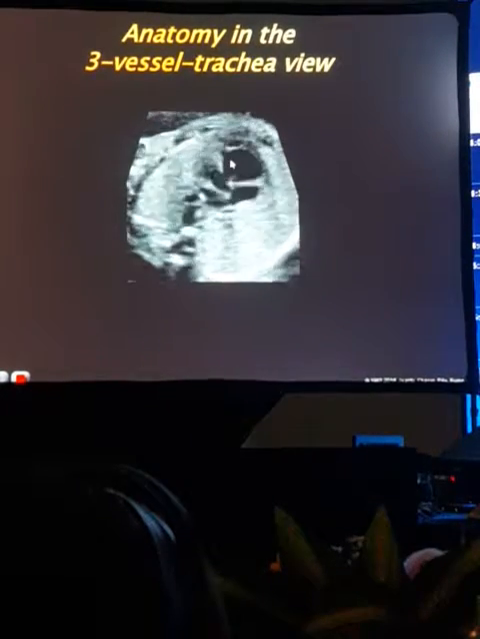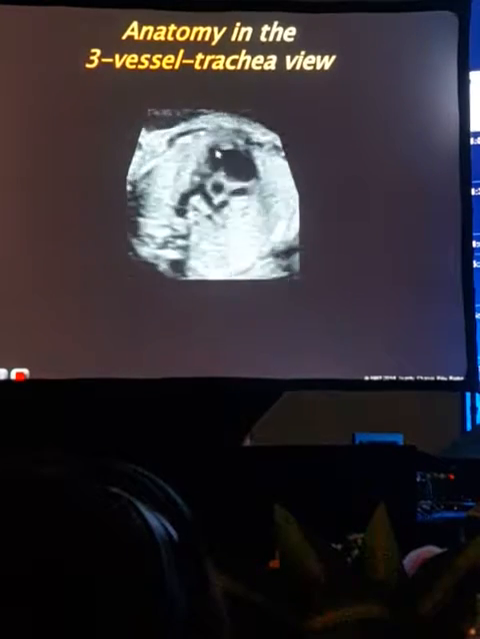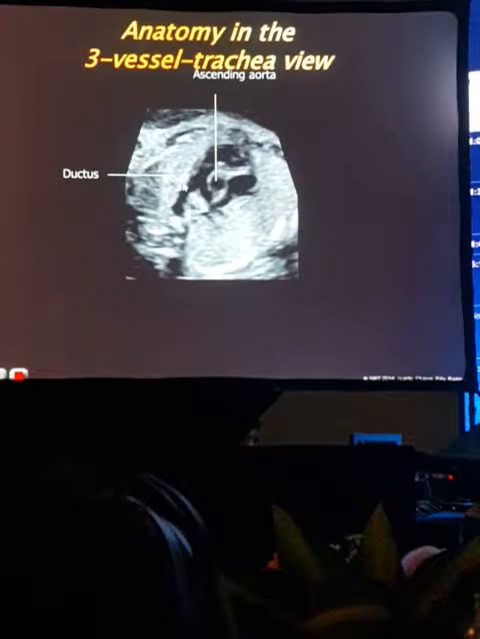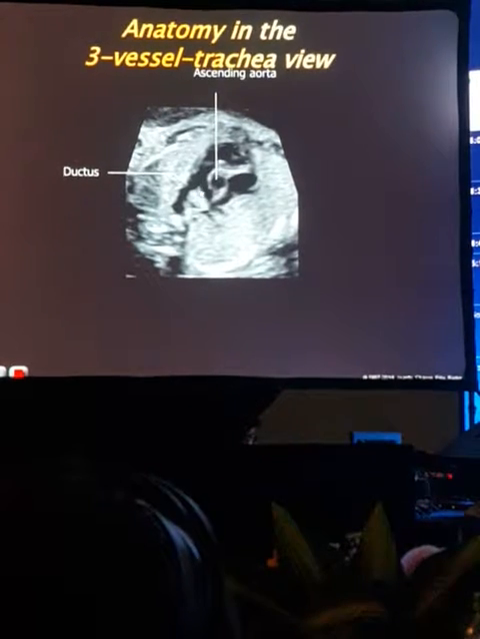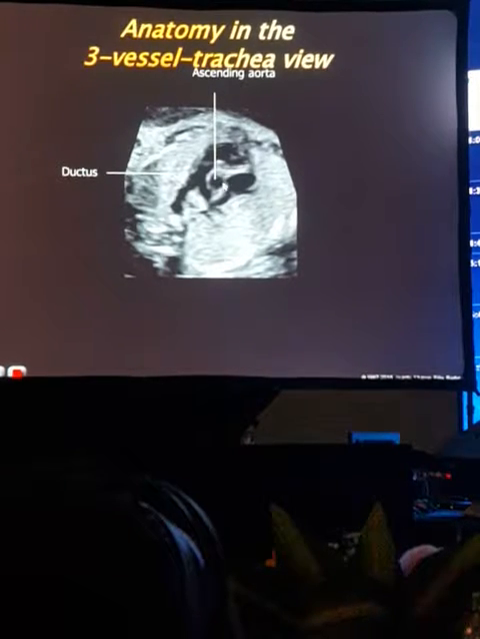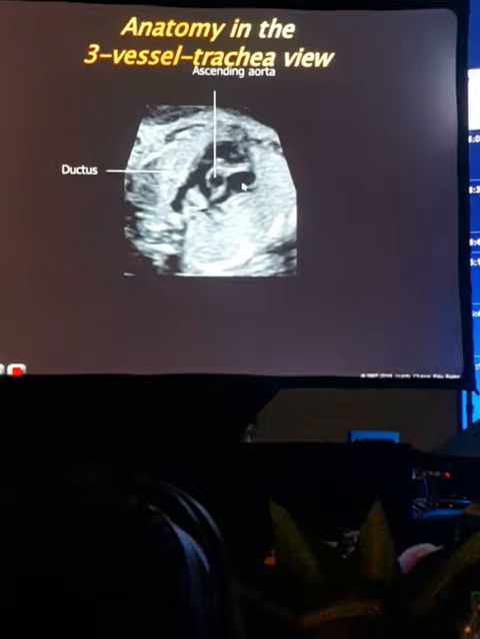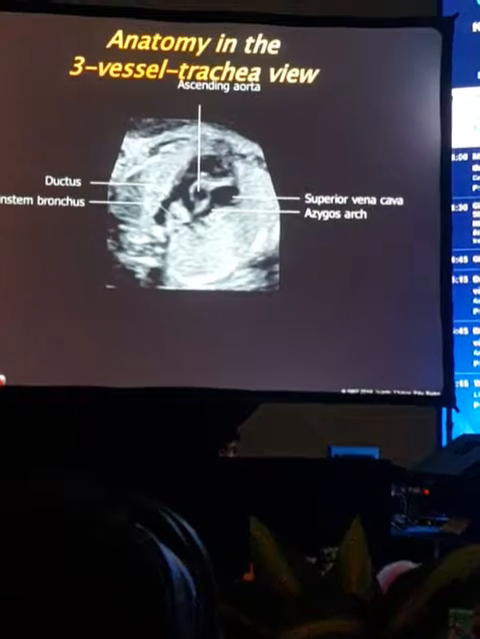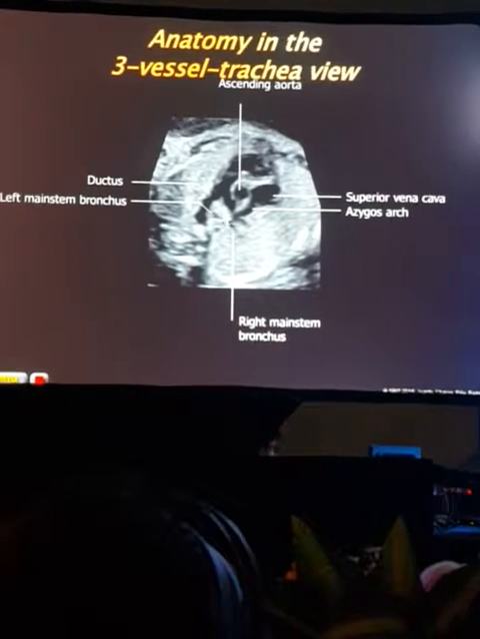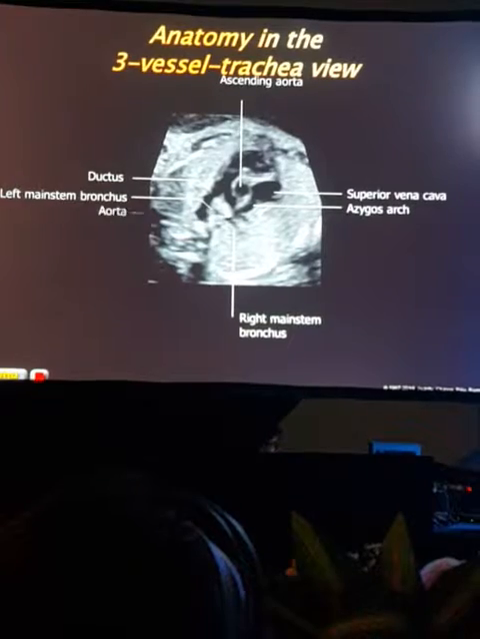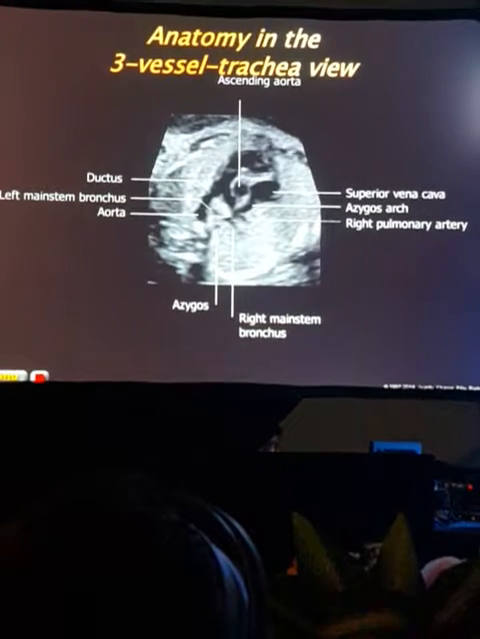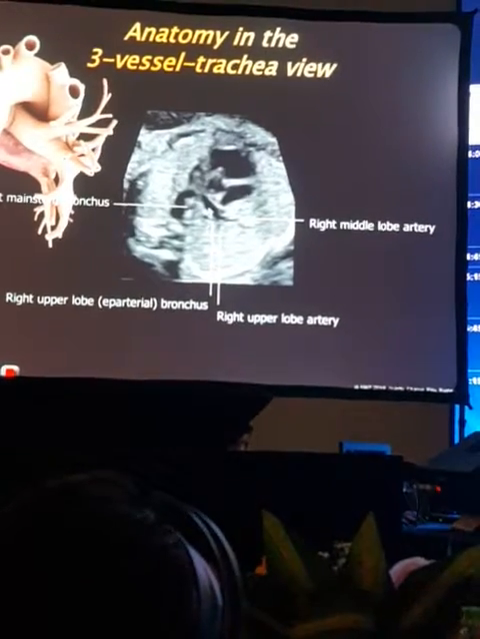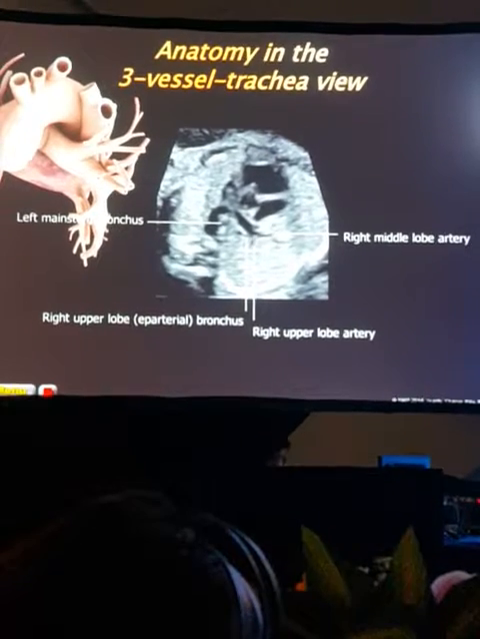Here we have the right outflow tract. Some images here. So we have the right ventricle, right outflow tract, the pulmonary valve, the ductus, ascending aorta. This is the superior vena cava. This is the azygous arch. You see, the azygous arch is a big finding in the fetus, and then behind, we don't have the trachea anymore, we have the left main stem bronchus and the right main stem bronchus, and behind that, we have the azygous vein.